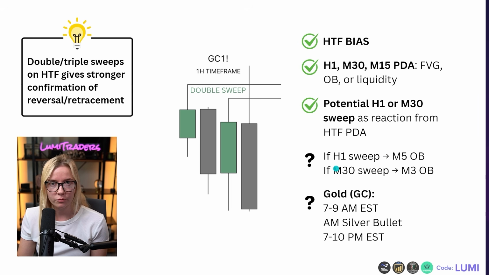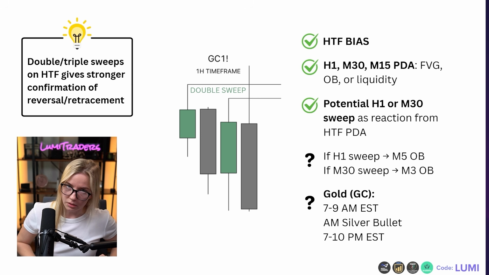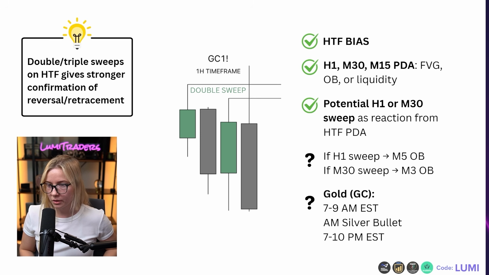Same for 30-minute chart. If we have potential 30-minute sweep, I would like to switch on 3-minute chart and see, do we have right now 3-minute order blocks that confirm the sweep or not? And preferably consider the time. Once again, high probability setup is going to be between 7 and 9 a.m. New York time, I am silver bullet, and 7 to 10 p.m. New York time.